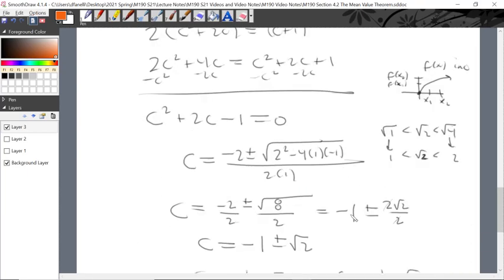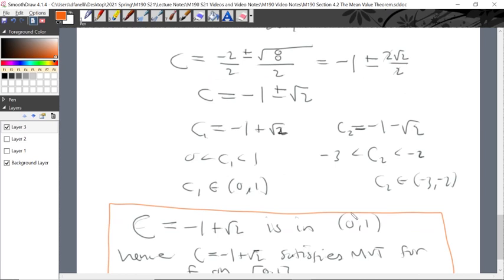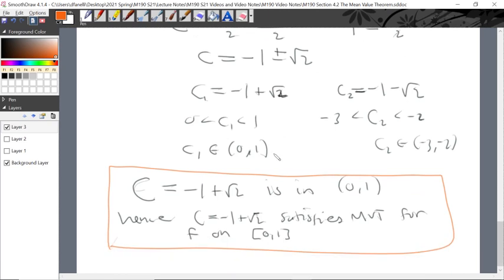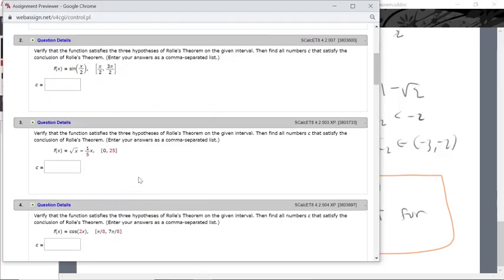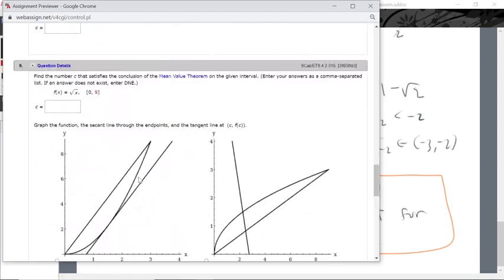Now check your answers. Check your answers to see, first, are they the correct answers? And second, are those answers in fact contained within the interval that we were interested in? Okay, only accept the answers that are actually contained within the given interval. All right, and that should take you through the homework.